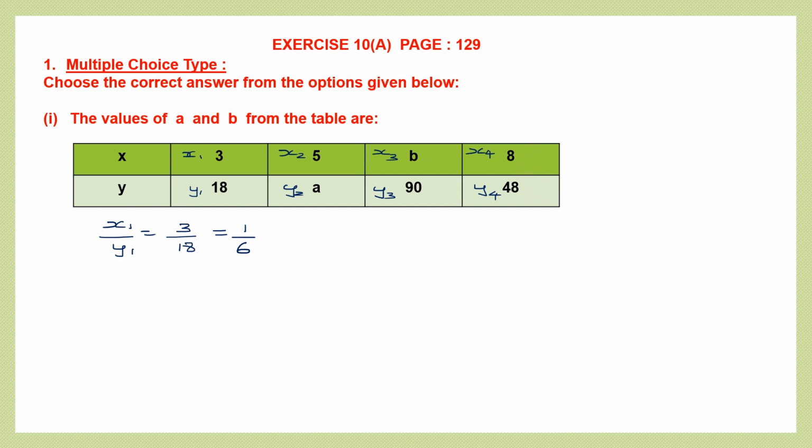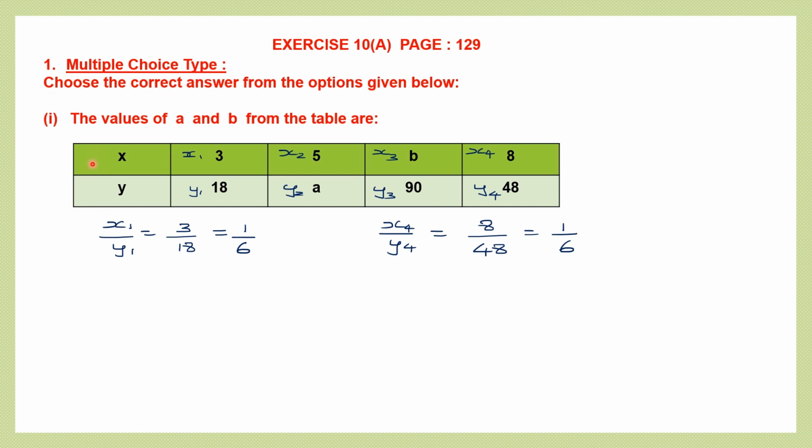So let's take that also. That is x4, y4. We're going to find the ratio. So 8 by 48 reduces to the lowest term. 8 and 48 are both divisible by 8 itself. So 8 ones are 8, 8 sixes are 48. So now can you see this ratio is 1 by 6, 1 is to 6, and this is also 1 is to 6. That means they are in direct variation.